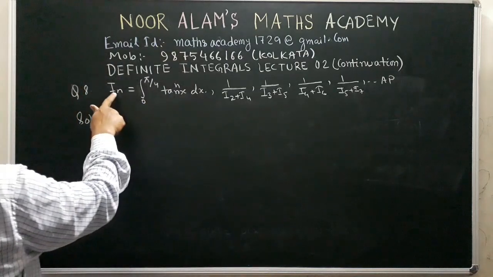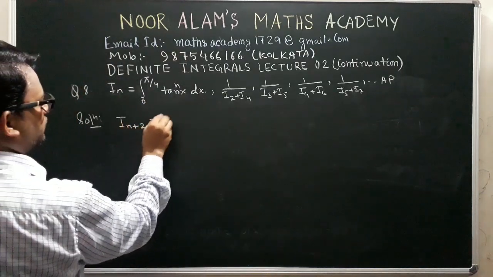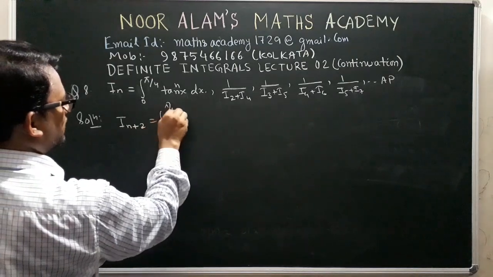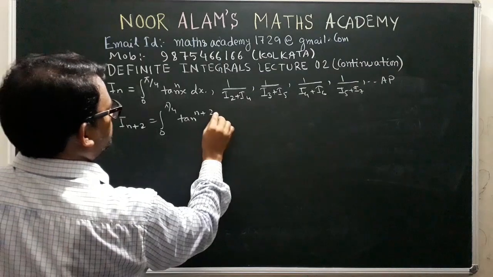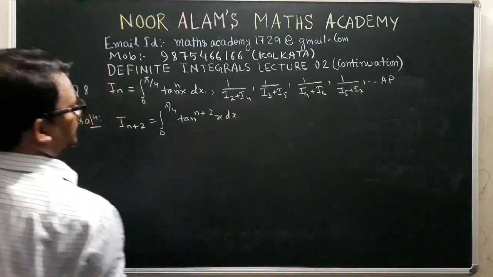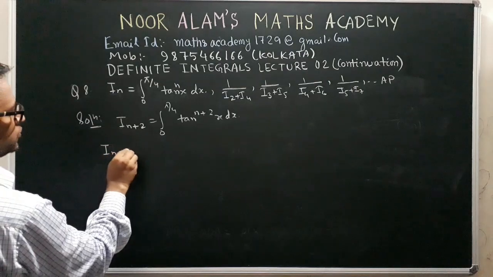So if we know the value of n, we first try to calculate the value of n plus 2. So it will be the integral from 0 to pi by 4 of tan to the power n plus 2 x dx. In we already know, so we add these two terms.